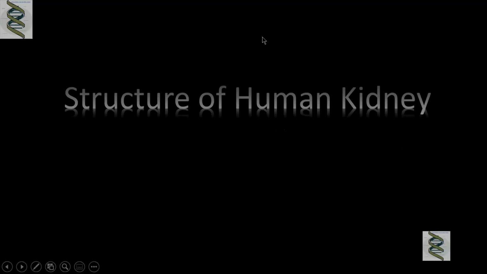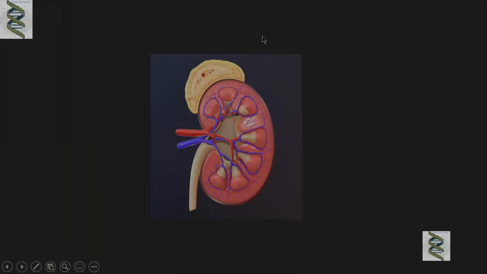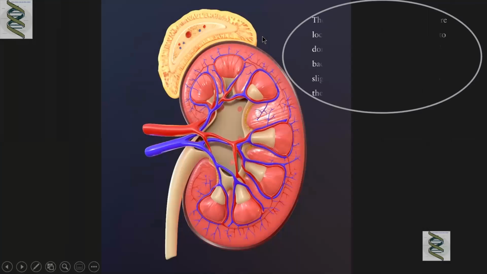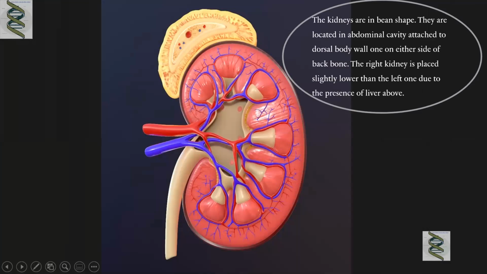Good morning. The next concept is the structure of the human kidney. We know that the kidneys are bean-shaped organs. Usually, the kidneys are located in the abdominal cavity, attached to the dorsal body wall, one on either side of the backbone. The right kidney is placed slightly lower than the left one due to the presence of the liver above it.